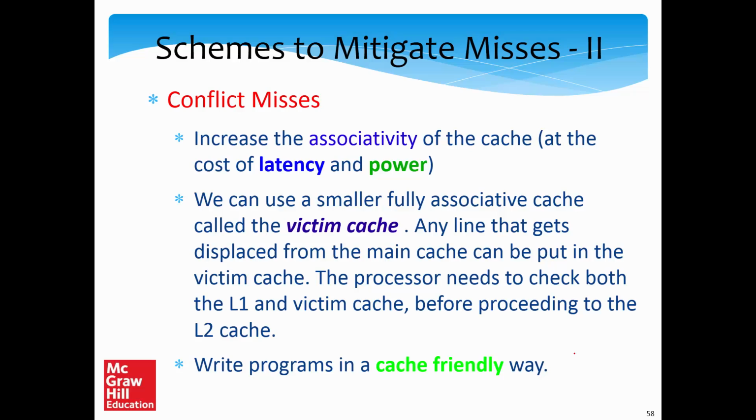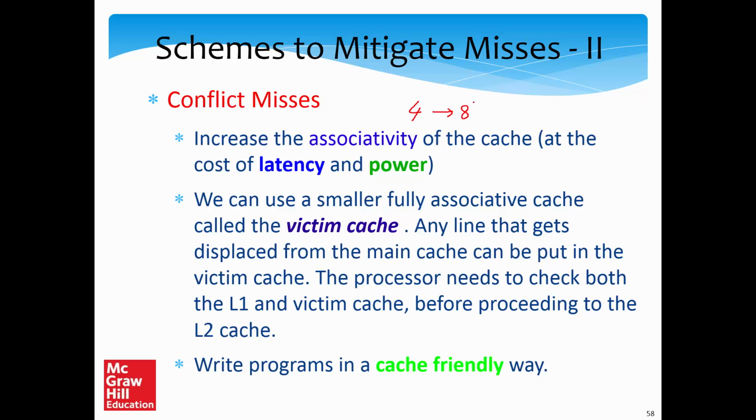Now let us talk of a scheme to reduce the number of conflict misses. The simplest solution is to increase the associativity of the cache, because the problem is essentially coming because of associativity. If we have a limited four-way associative cache and 5 lines are mapping to the same set, we will have misses. So let's increase it from four-way to eight-way, which means have eight entries in each set.